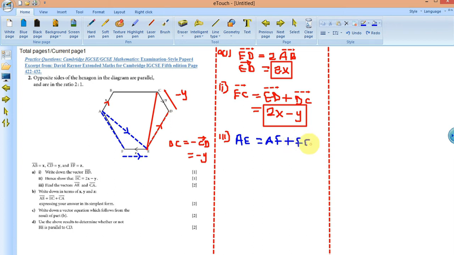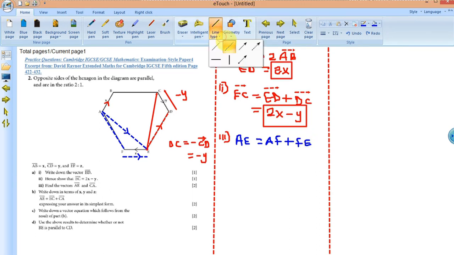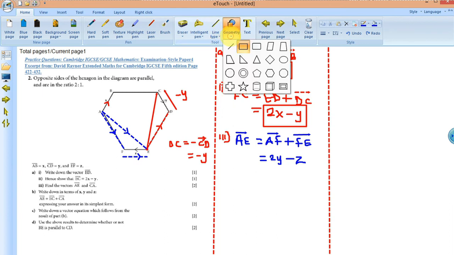So if you don't mind, let's put our direction: from A to E, A to F, then F to E. Don't forget that this AF is actually parallel to CD, and it's the same direction, so that will be 2y. Then plus FE, and FE is against EF, so that's minus Z. So that's 2y minus Z. Let's put that in a rectangular box, then we continue to the next one.